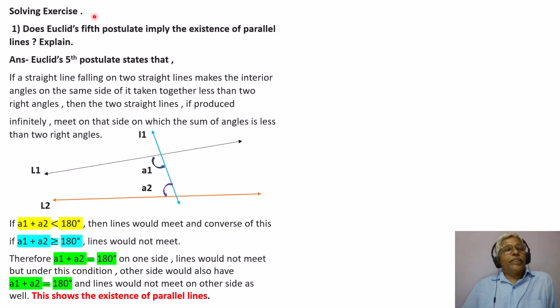Now solving the exercise. Read this very carefully. Does Euclid's fifth postulate imply the existence of parallel lines? Explain. What it says is that Euclid's fifth postulate implies the existence of parallel lines. Now go through this very carefully, especially this discussion. It's very easy. So you will see this answer.